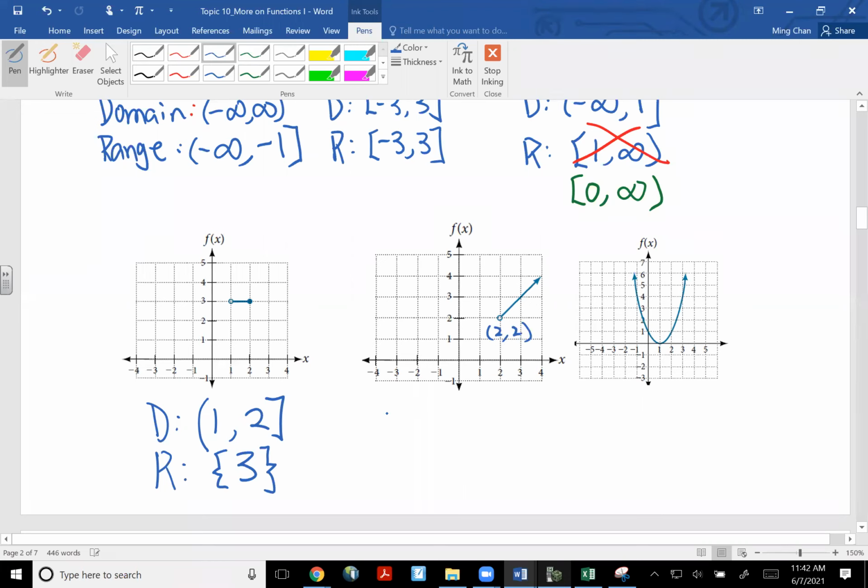So the x value is 2, right? Open circle means I'm not including 2, so I use parenthesis. Keep on going to the right. The range will be the same thing, the y value for the range, okay? Starting at 2 and keep on going up to infinity.